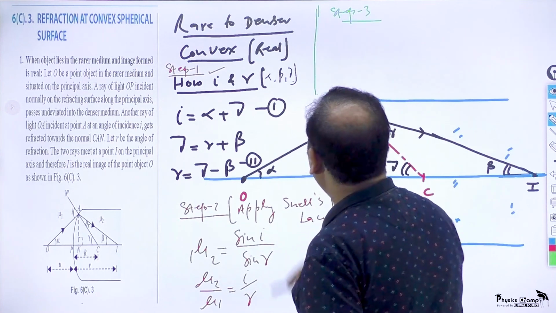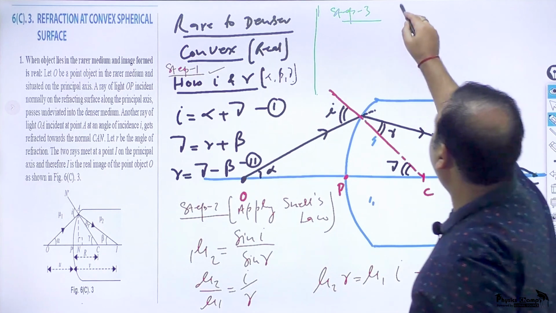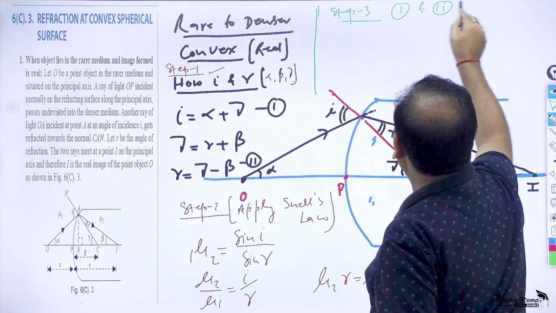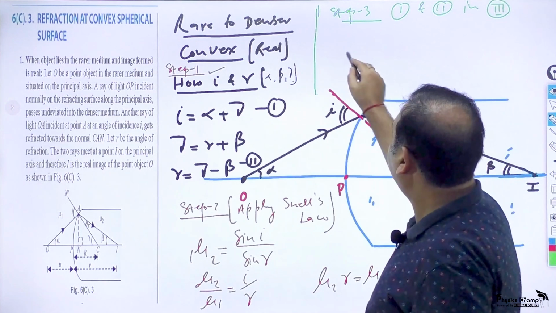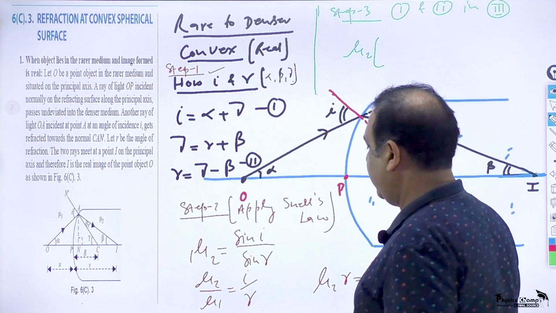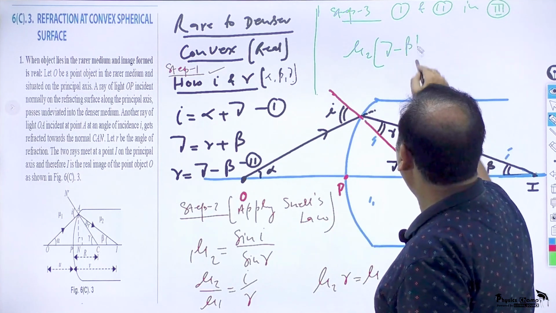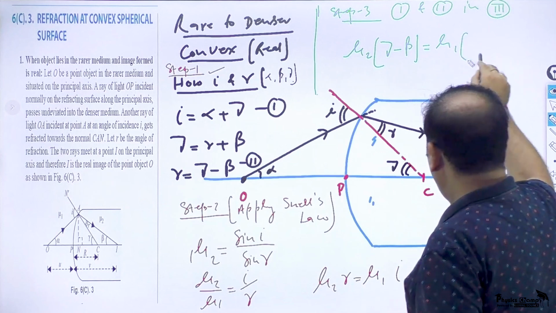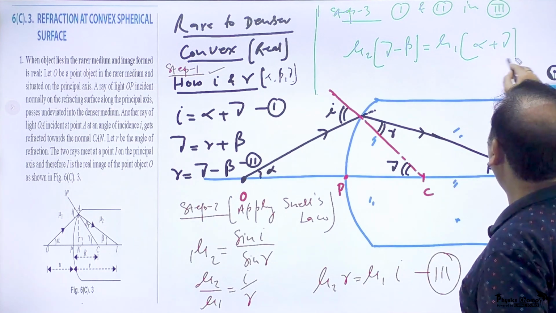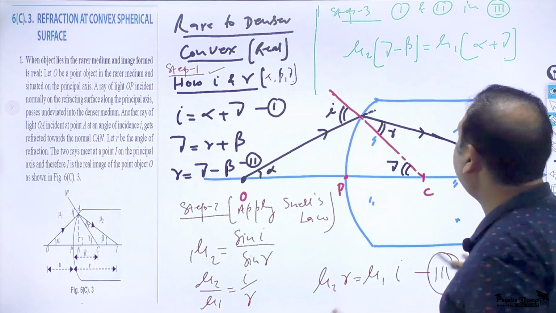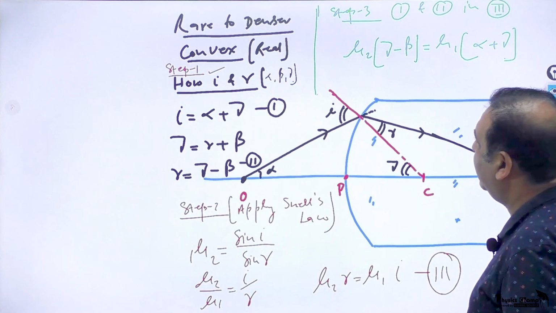In step 3, we use equation first and second in third. What we will get? Mu2 into R. R is what? Gamma minus beta. Mu1 into I. I is what? Alpha plus gamma. So I have reached till here and now I can go a little ahead from here.